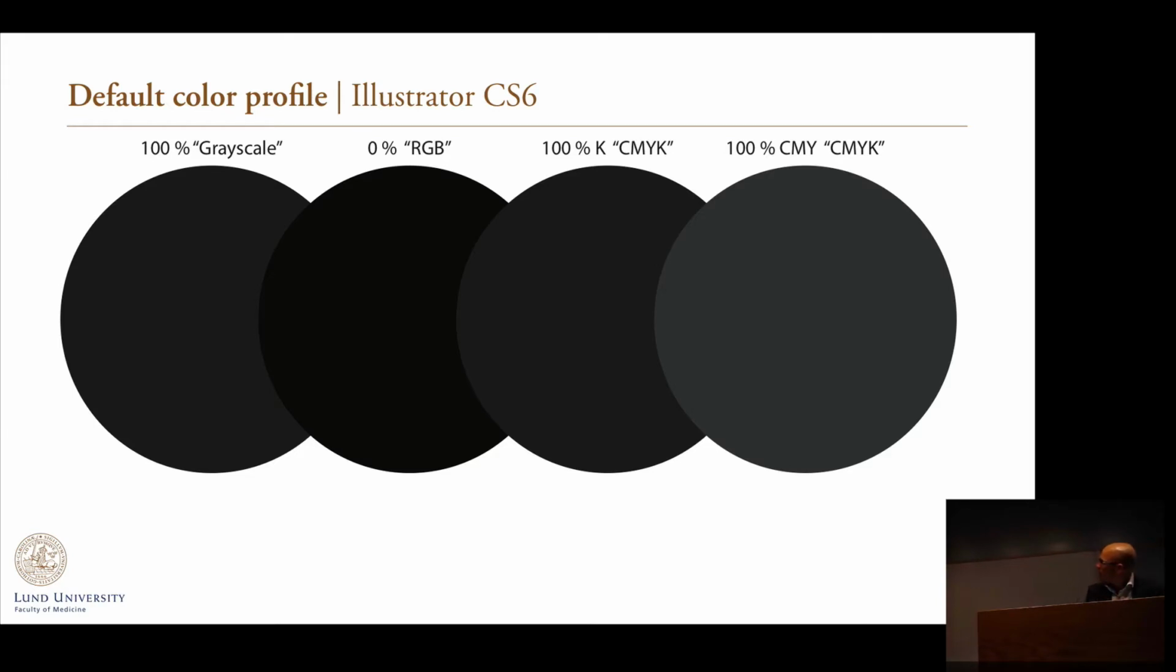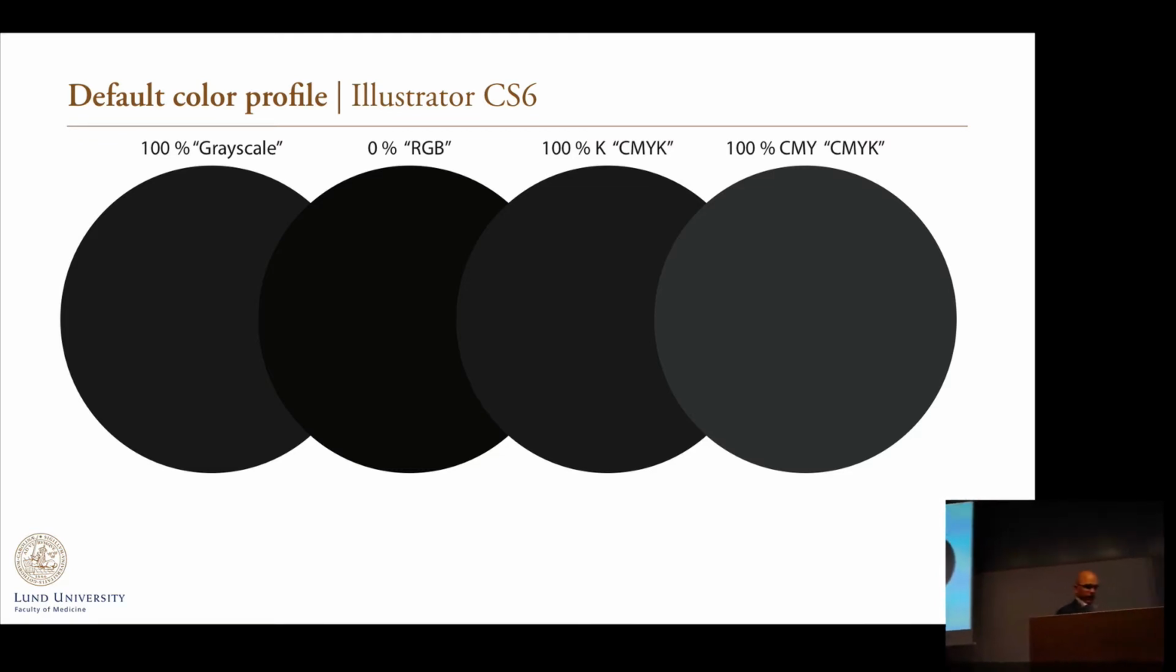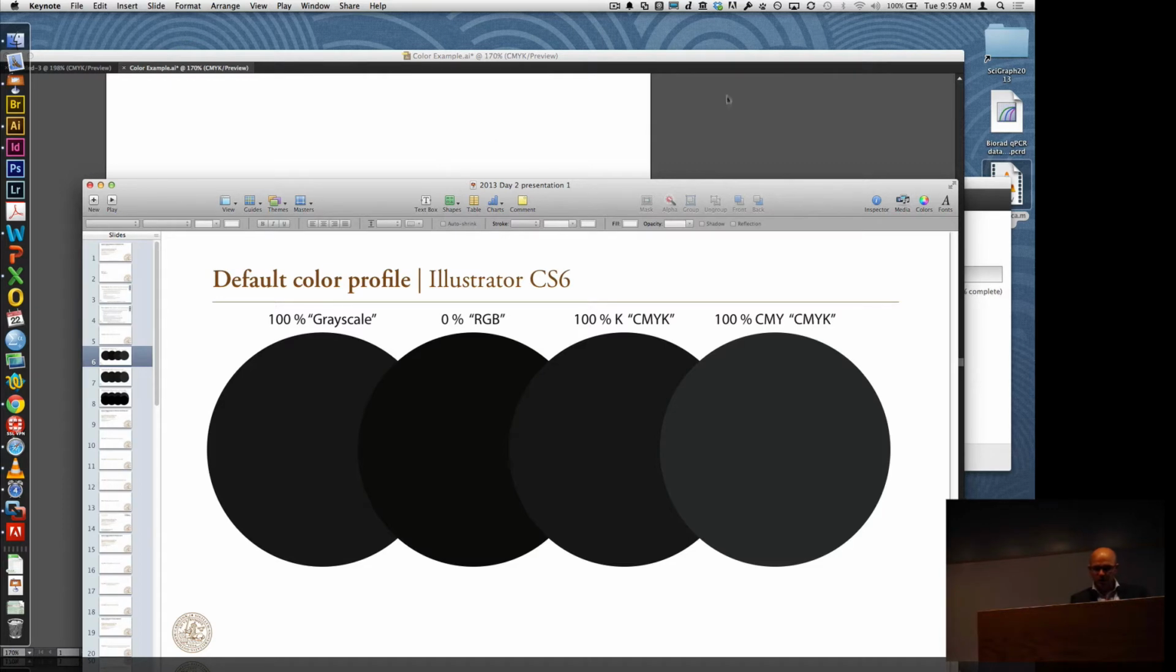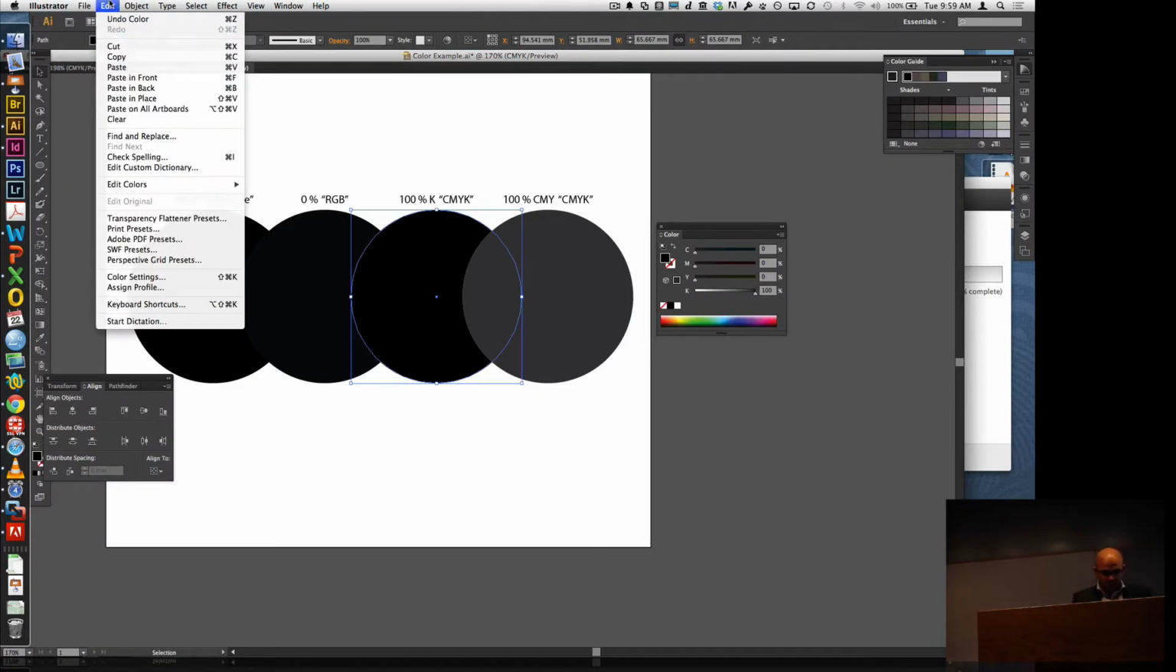So this is how it looks in the first version. You see that they are actually not 100% black. They are not the same black. So this is the blackest of the black, and these are lighter black, and this is the lightest black. So you can adjust this through 2 means. So the first thing you want to do is to go to edit in Illustrator, and you go to color settings.